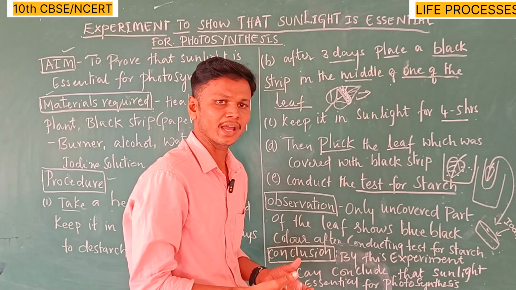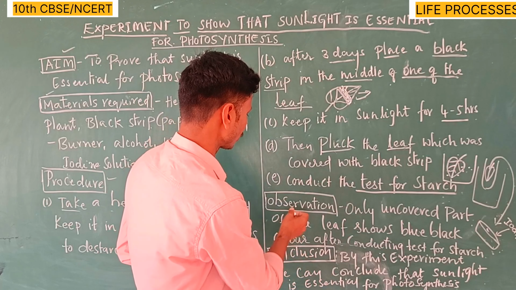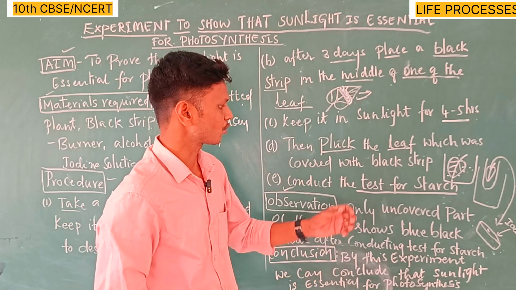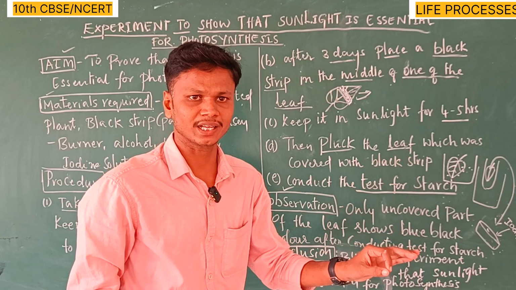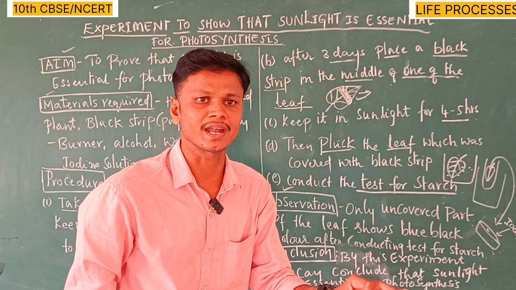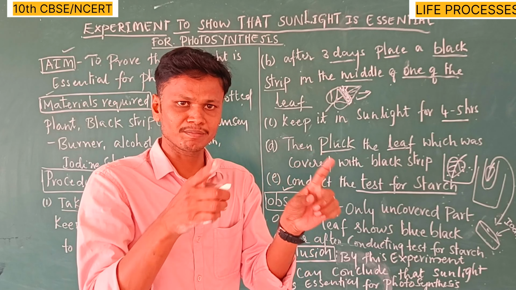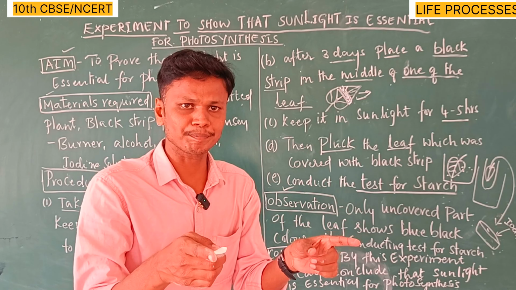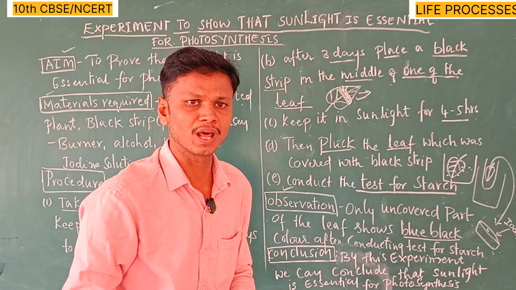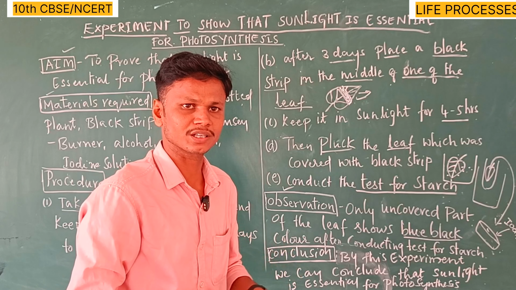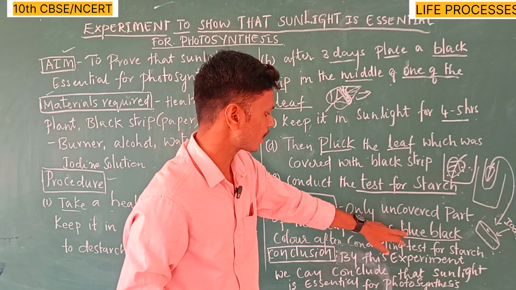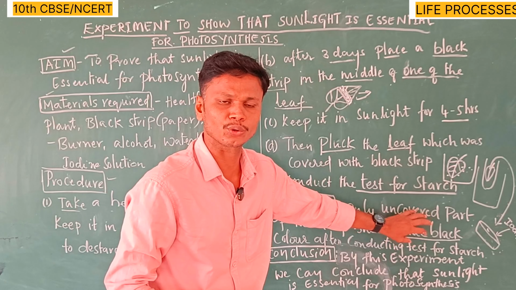Once after adding iodine solution, what is going to be the observation? Wherever the black strip was present, you will not find blue black color. The remaining part, which is the uncovered part, will show blue black color. So you can ask yourself a question: why is only the uncovered part showing blue black color?